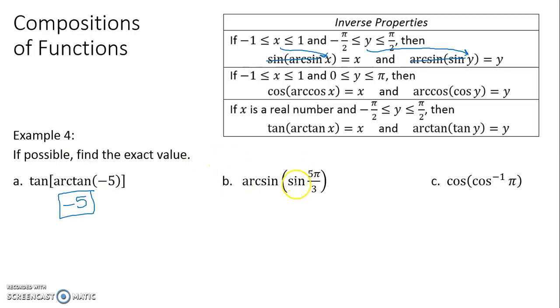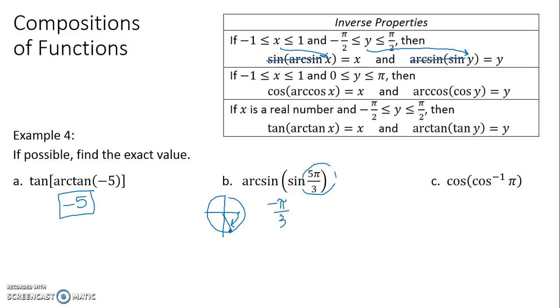Here, arcsine of sine of 5 pi over 3, so you would want them to just cancel, but that's outside of that -pi over 2 to pi over 2 range. So all you have to do is think about where 5 pi over 3 would be. 1, 2, 3, 4, 5 pi over 3 would be right there. So if I was doing that as my negative angle to make it land between -pi over 2 and pi over 2, that's -pi over 3.